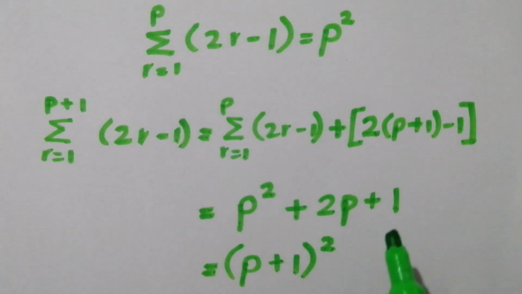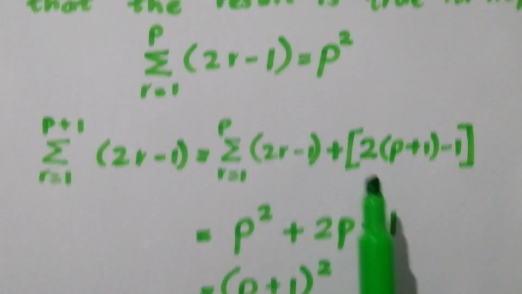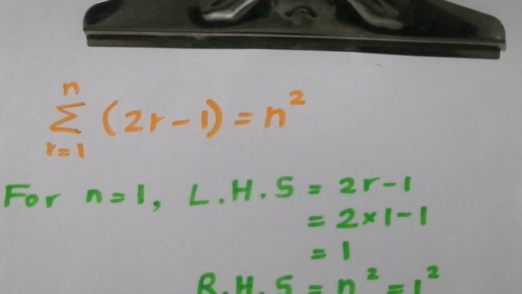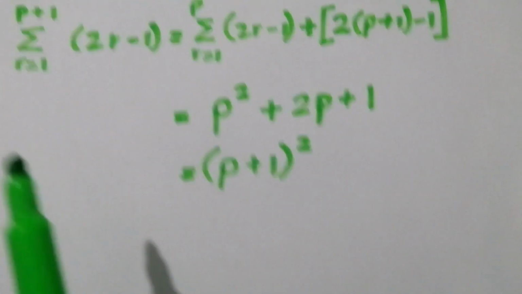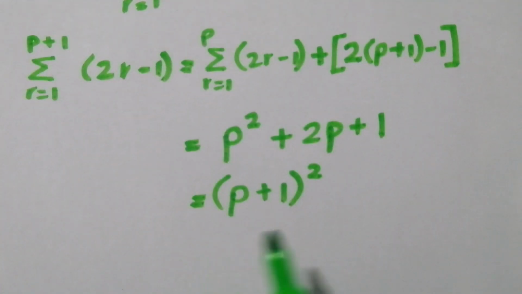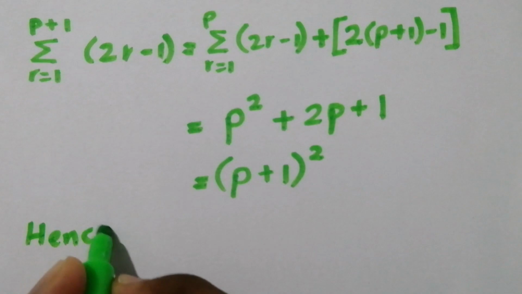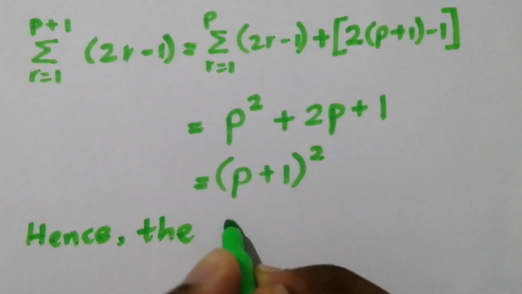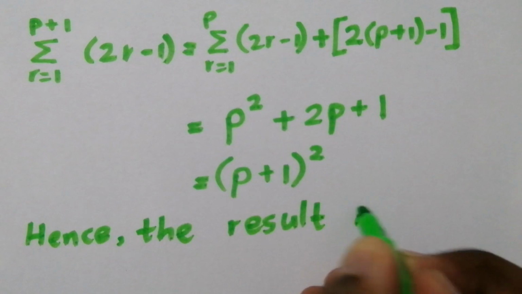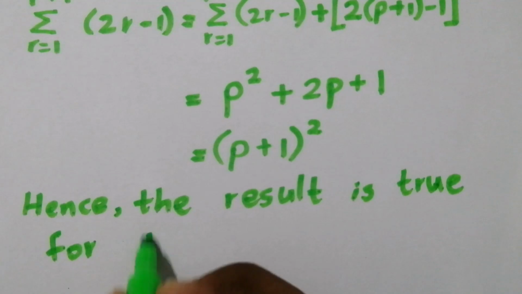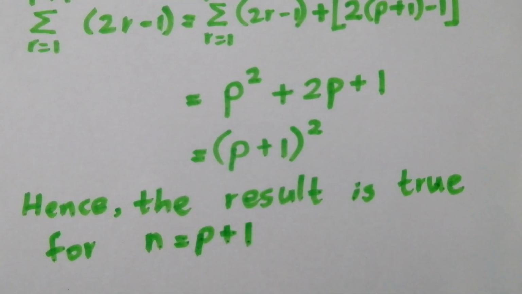See here, in the question, r equal 1 to n, the result is n squared. Here, r equals 1 to p plus 1, the result is p plus 1 square. Therefore, we can say that the result is true for n equal p plus 1 also. We have to write it. Hence, the result is true for n equal p plus 1.